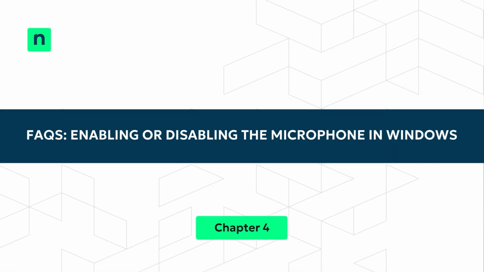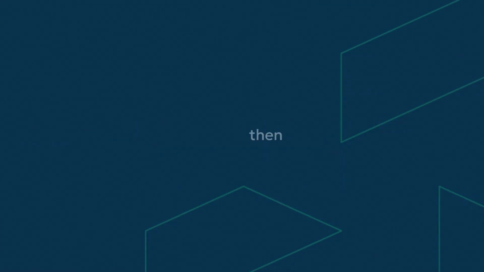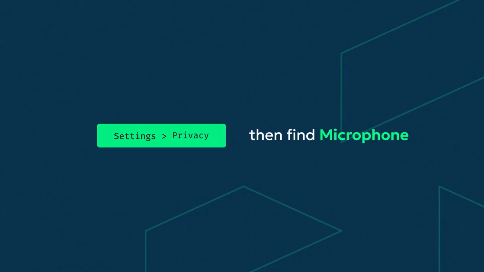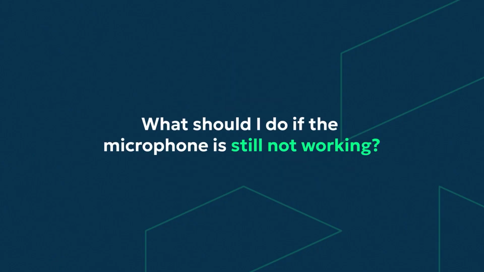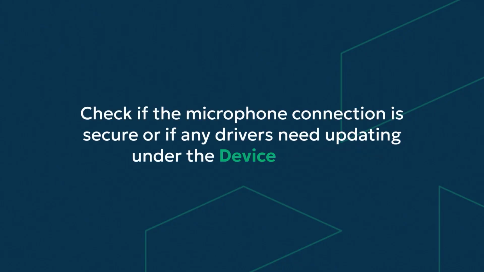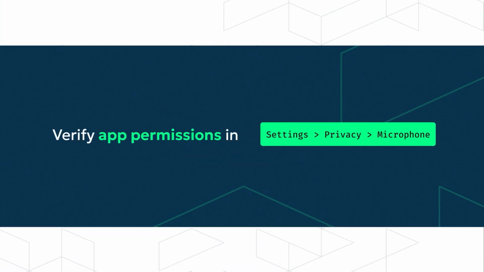FAQs. Enabling or disabling the microphone in Windows. To check, go to Settings, Privacy, and then find Microphone. You can also check if the icon appears in your system tray. Check if the microphone connection is secure, or if any drivers need updating under the Device Manager. Then verify app permissions in Settings, Privacy, Microphone.